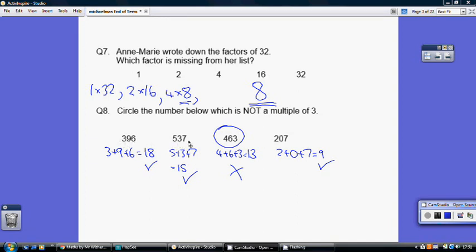Same with 537, because those 3 digits add up to 15, which is divisible by 3, and the same with 207, because 2 add 0 add 7 is 9, which is of course divisible by 3. So the only number here which is not divisible by 3 is 463, because you add those 3 digits together you get 13, and 13 is not divisible by 3.